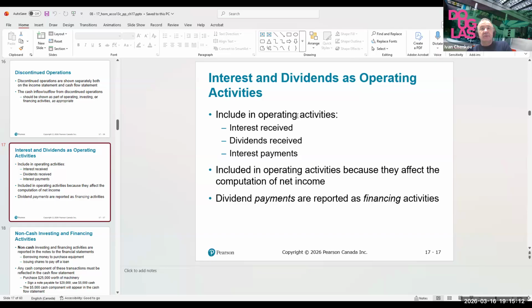For the interest which we receive, the company receiving some return on the investment, that will be considered part of the operating activity, unless otherwise specified. There's always that exception. How about the dividend that the company receives?